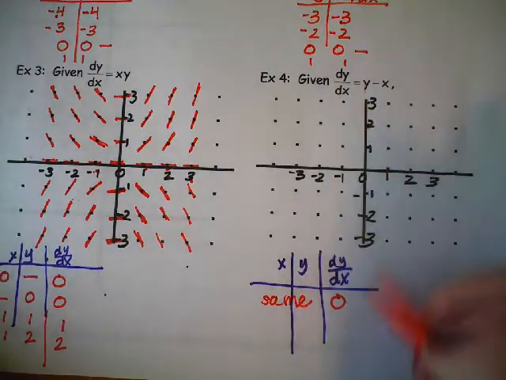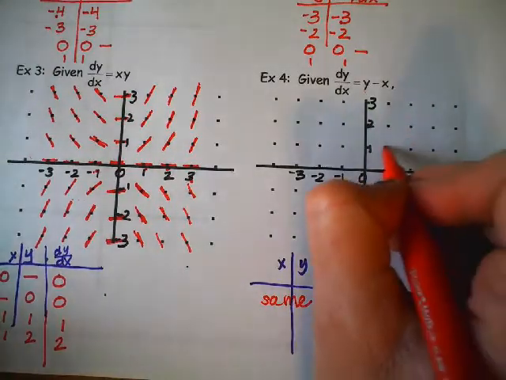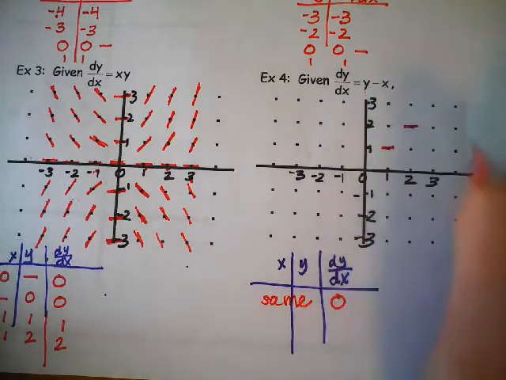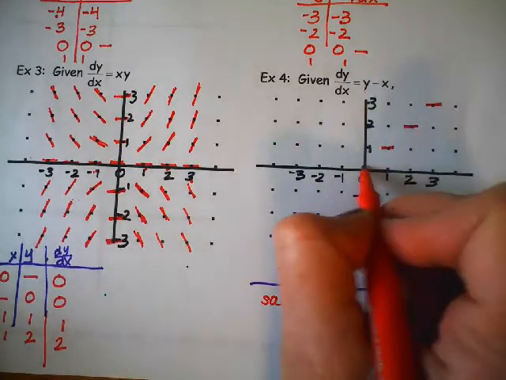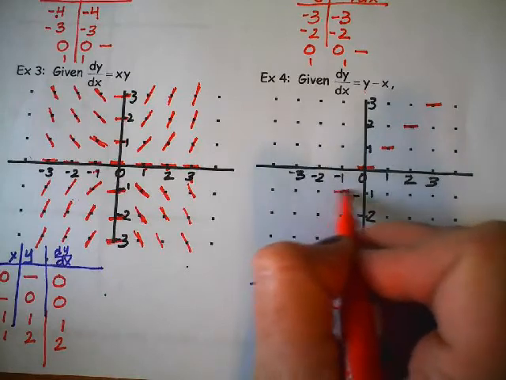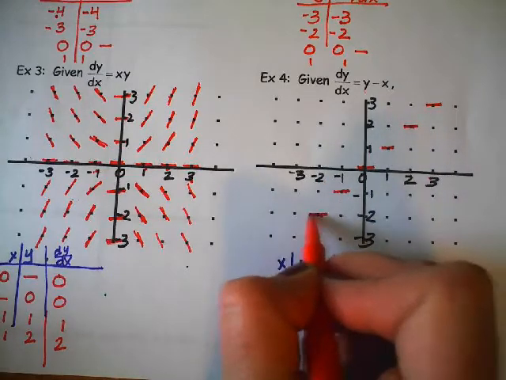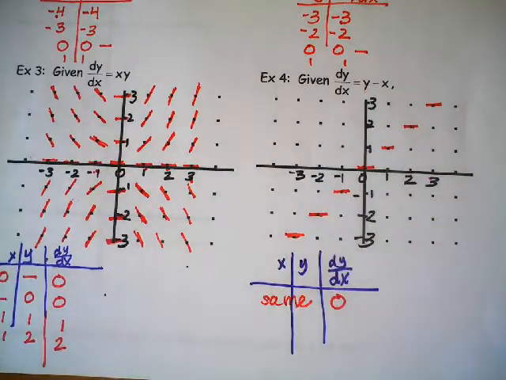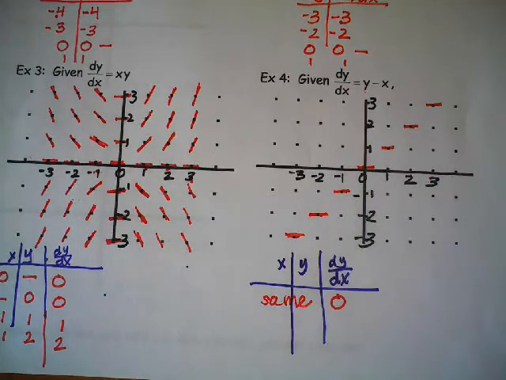So what I mean by the same number, like 1, 1, 2, 2, 3, 3, 0, 0, negative 1, negative 1, negative 2, negative 2, negative 3, negative 3. Kind of looks like a staircase going up there. Okay, I'm going to look for something else.